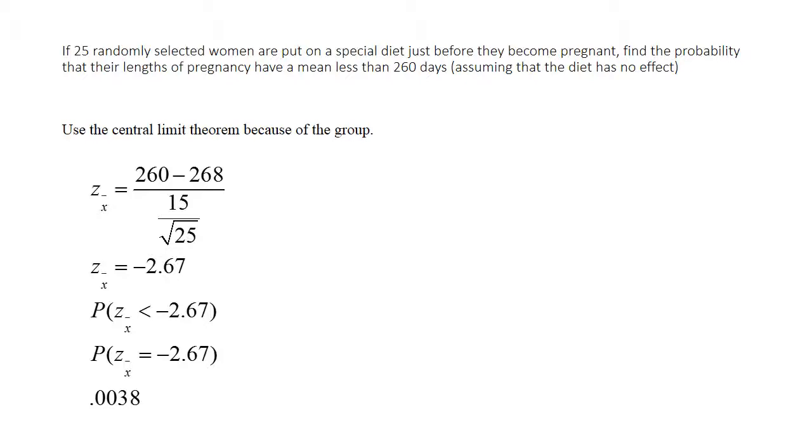First, convert 260 to a z-score. Our z-score equals (260 minus 268) divided by (15 divided by the square root of 25). The z-score equals negative 2.67. So we're finding the probability that our z-score is less than negative 2.67. The probability is 0.0038 when the z-score is negative 2.67.